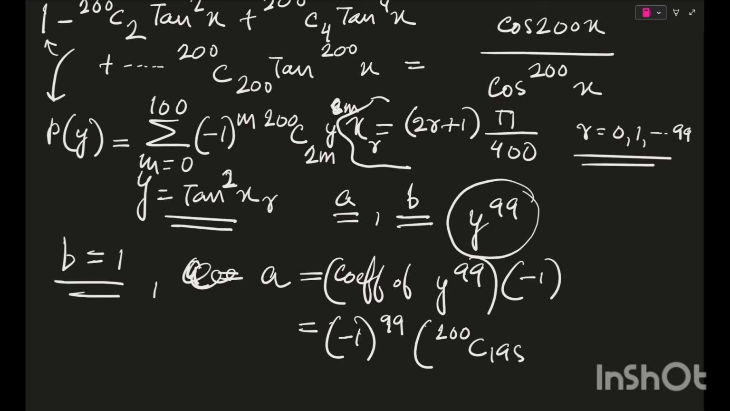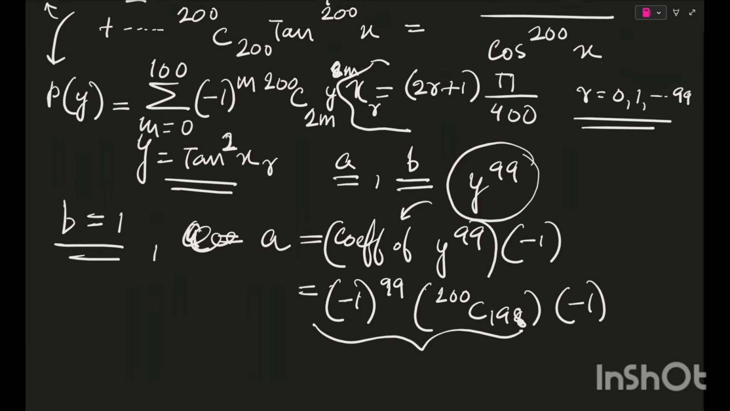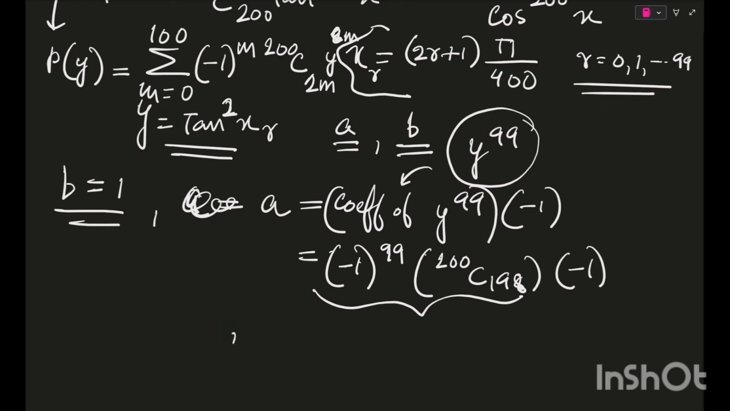Okay, don't confuse this minus 1 power 99 with this minus 1. This minus 1 is present explicitly only for the coefficient. The coefficient is this entire thing; outside of it this minus 1 is present. So minus and minus will become plus, and that is why a comes out to be 200 c 198, or rather 200 c 2. Okay, so guys, if you calculate 200 c 2, I hope you can do it.